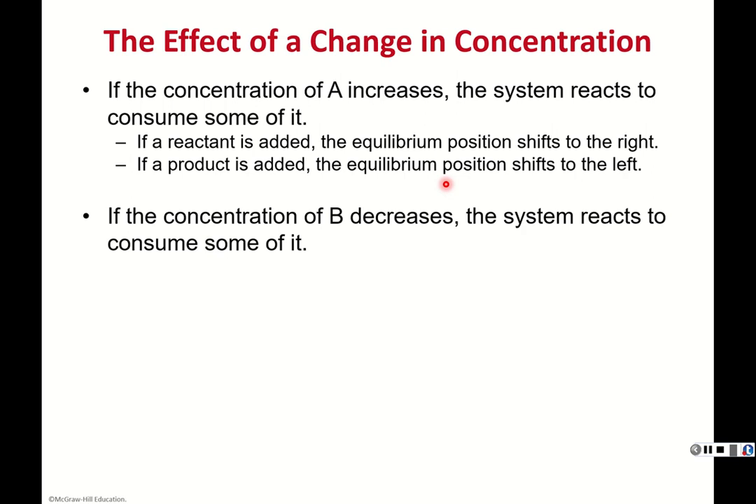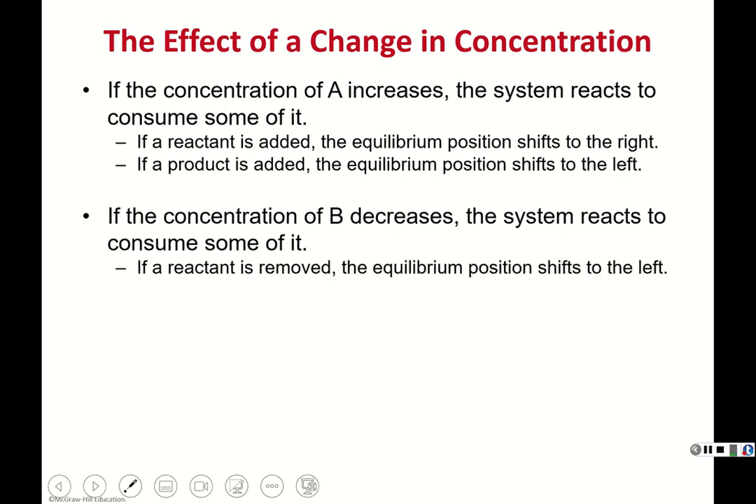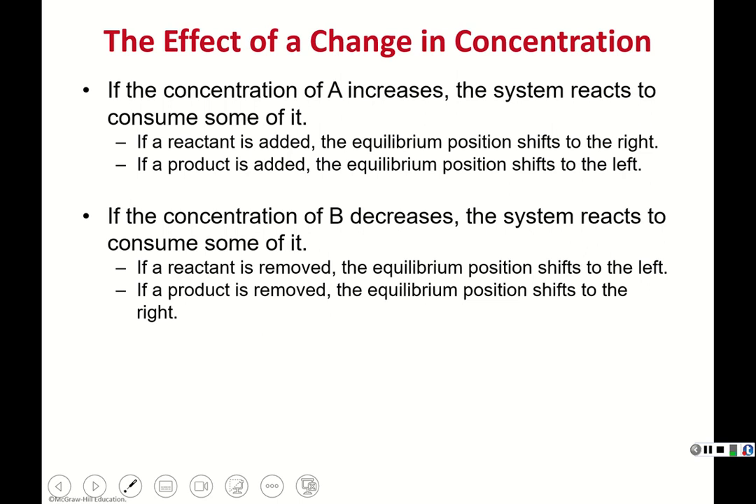Right. The other way you can change concentration is if you decrease a concentration. So let's say the concentration of B decreases, the system's going to act to consume some of it. So if a reactant is removed, the equilibrium position is going to shift to the left towards that side of the equation. If a product is removed, the equilibrium position is going to shift to the right.